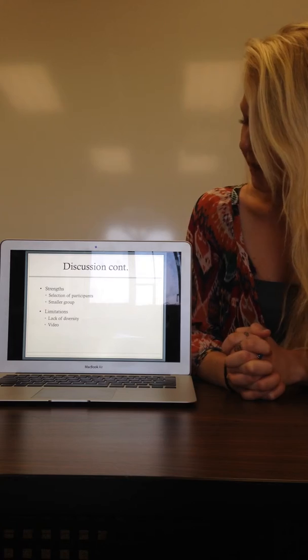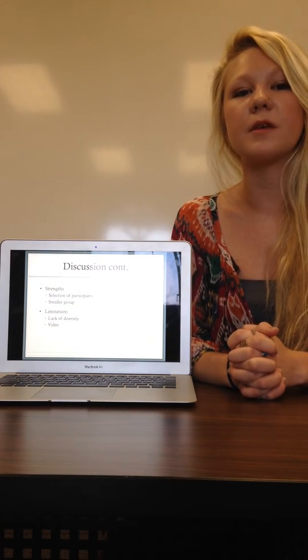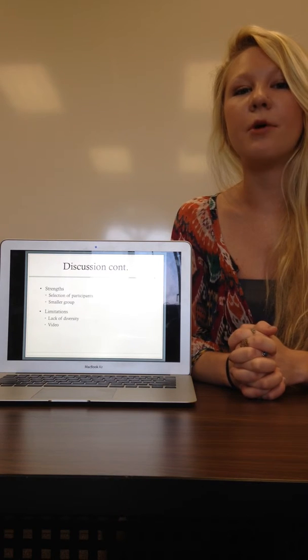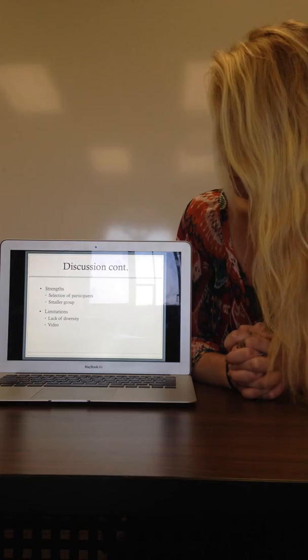However, we also had a lack of diversity in the participants, which was a limitation on the study. Most of them came from the same socioeconomic status, and most of them were the same major in college, and most of them were the same age.